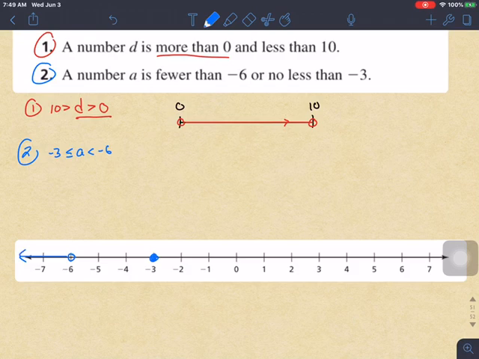And then A is larger than or equal to -3, which means that the arrow goes in the opposite direction. So that is really a statement of what A is not. Right? So A is not -6. It's not -5. It's not -4. It's not -3.5, right? But it's everything other than that.